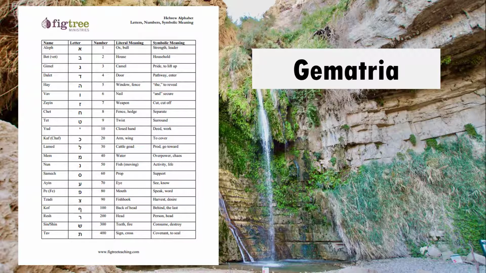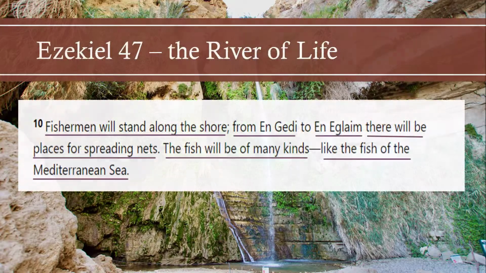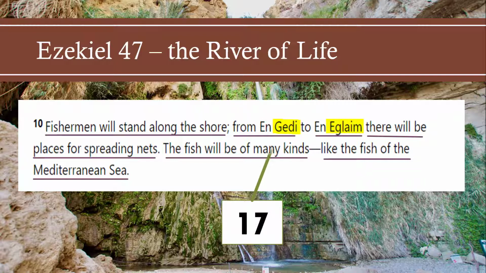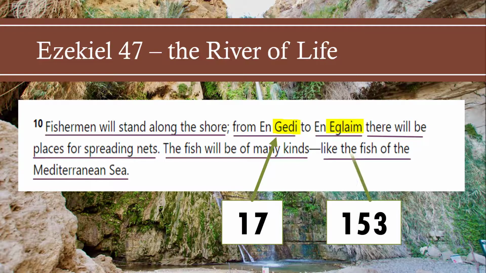But it's called Gematria if you want to learn more about the interpretation process. All right, so let me show you the example, because what we want to do is say, how do we get 17 and 153 in Ezekiel? Well, the first step is to know the alphabet and the numerical values, and then we can go back to this sentence, where we have Gedi and Aglaim. We noted that Gedi equals 17, Aglaim equals 153. How do we get to that point?